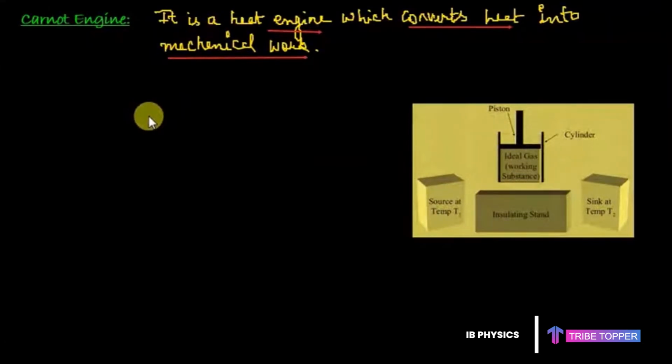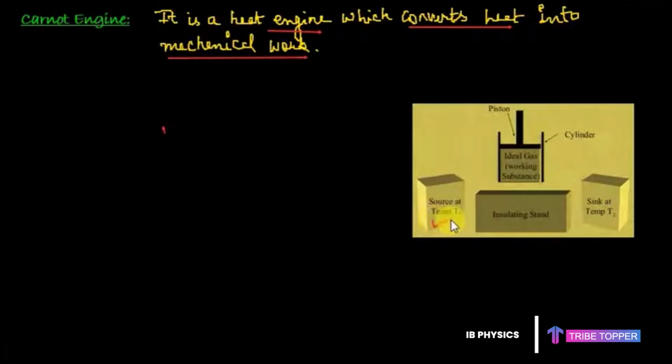It is based on 4 processes, as you've already learned in thermodynamics: isothermal expansion, isothermal compression, adiabatic expansion and adiabatic compression. So this Carnot engine is going to work on the basis of these 4 steps, going through a complete cycle. And here are the essential parts of an ideal heat engine.